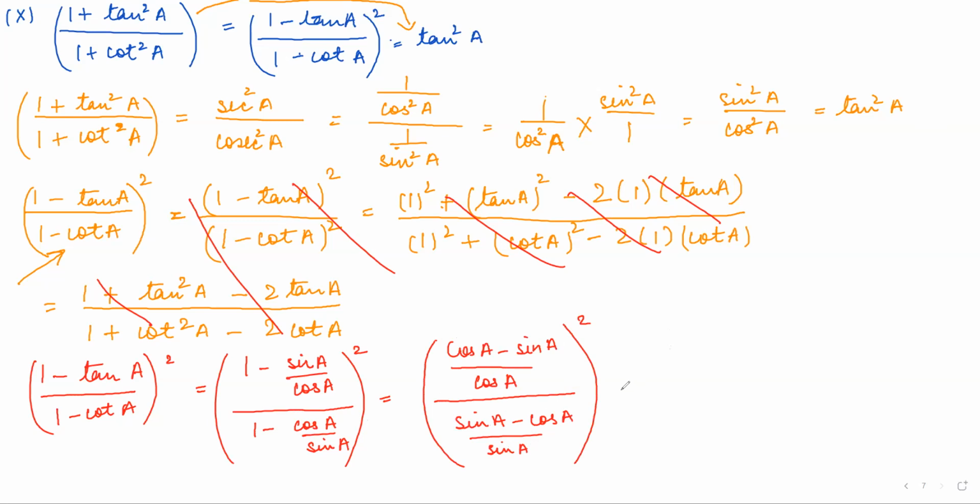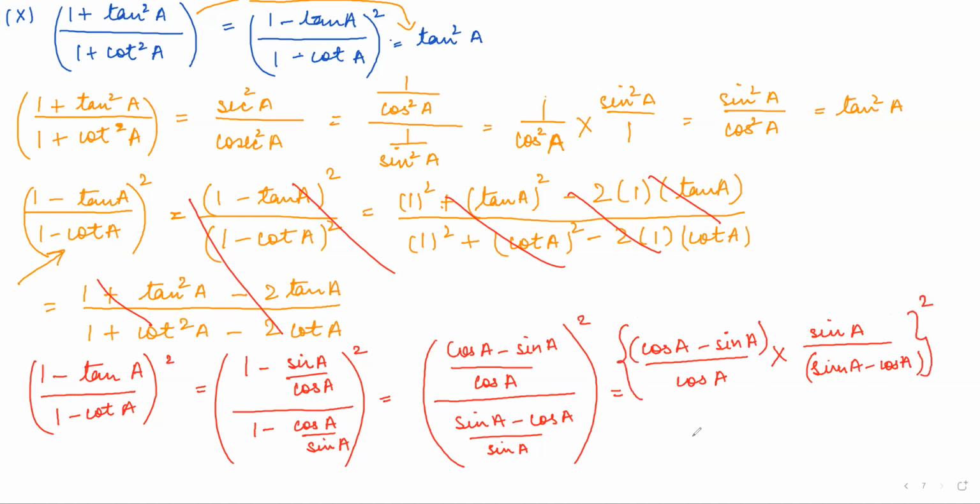Okay. Yes, ma'am. So it will become cos of a minus sine of a, and then divided by cos of a, and the denominator fraction will become inverse, right? Sine of a upon sine of a minus cos of a. So put brackets because you have minus terms, and then whole square is outside. So don't miss this whole square. All right. Okay, write it down up till here.